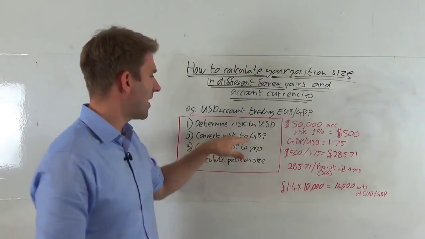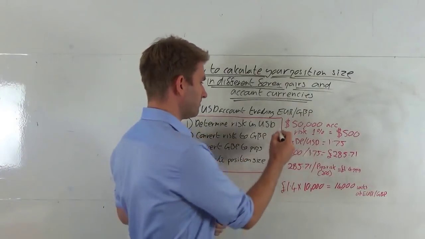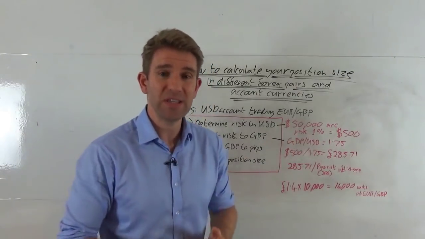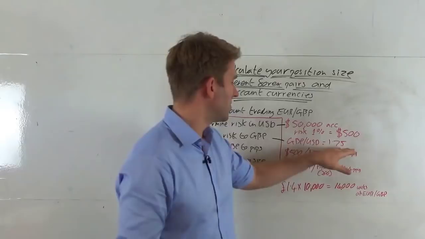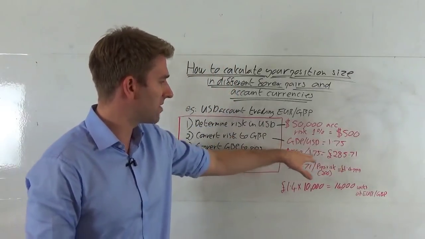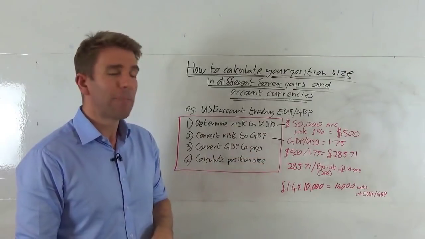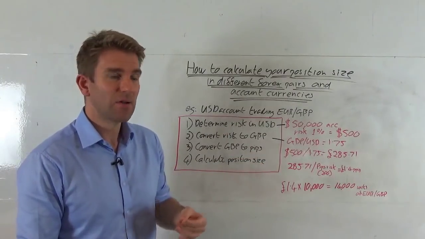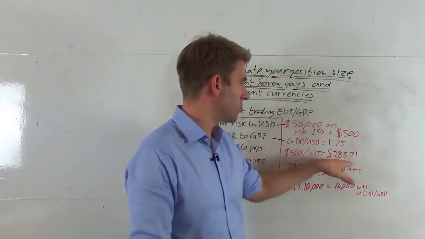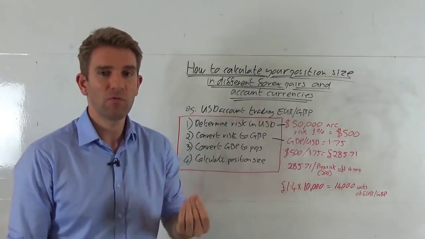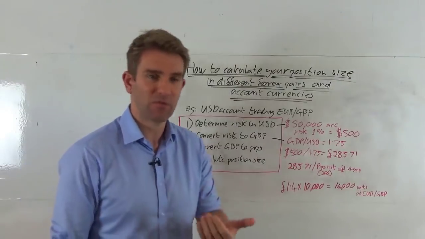Then we need to convert that risk into GBP. So that's the first step. That's the second step. We just now go to the GBP USD quote and we see it's 1.75. So we just convert that $500 at 1.75. In other words, how many pounds do we get for our $500? In this case, it's £285.71. So that's our risk that we want to risk in pounds. It's the same as $500 risk.